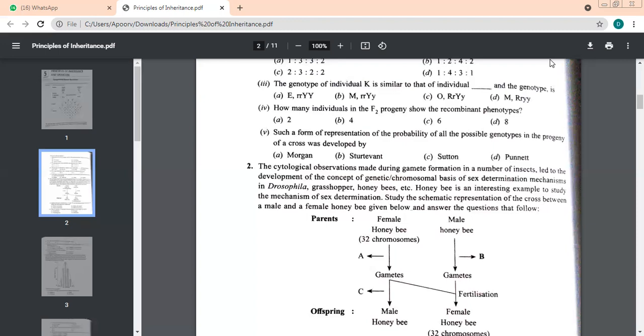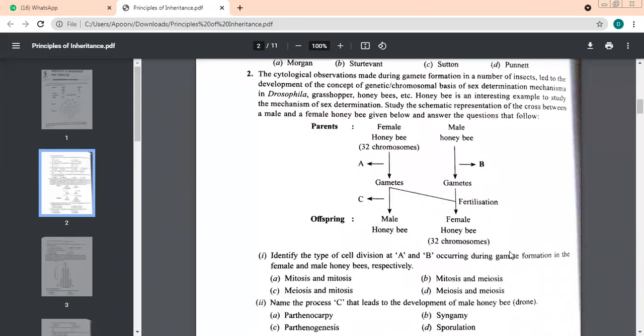Yes, Peter, Sony. Srishti, let's move on to the second question. I was waiting for you, at least two of you. The cytological observations made during gamete formation, okay, this case we have already done in the chapter of insects, led to the development of the concept of genetic chromosomal basis of sex determination mechanisms in Drosophila, grasshopper, honeybees. Honeybee is an interesting example to study the mechanism of sex determination. Study the schematic representation of the cross between a male honeybee and a female honeybee and then answer the questions.